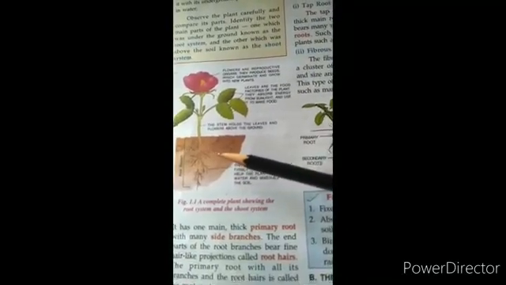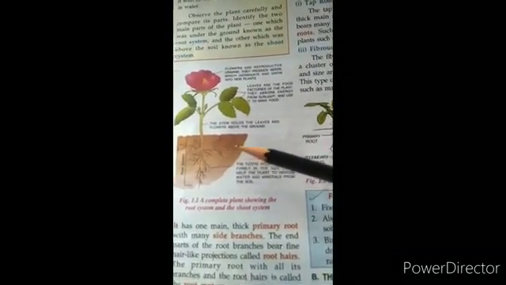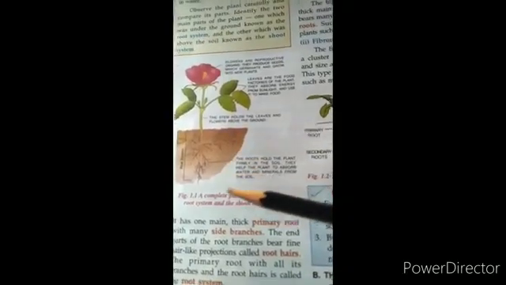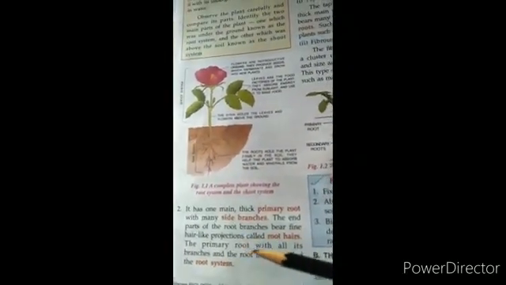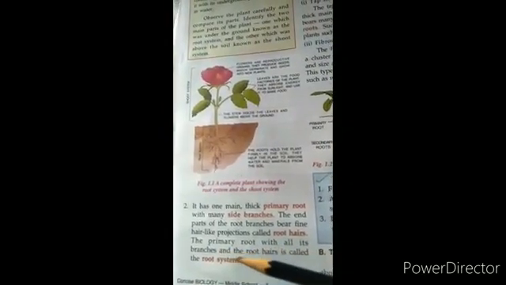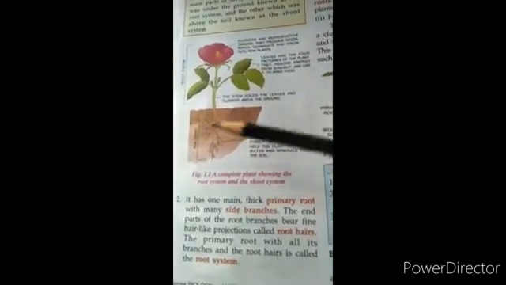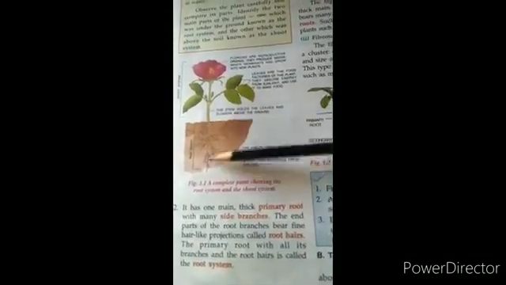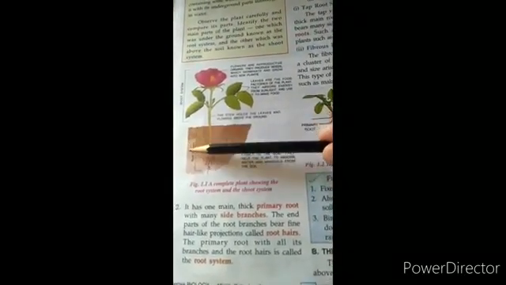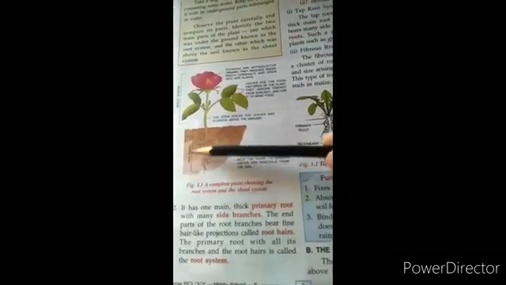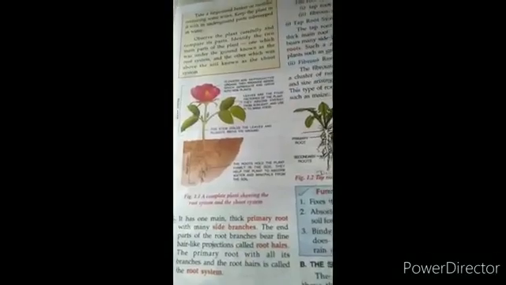And further these branches again branch into very thin hair-like structures which we call root hair. The primary root with all its branches and the root hair are called the root system. So this entire primary root with its branches and the root hair, this entire part of the plant, is known as the root system. I hope it is clear.